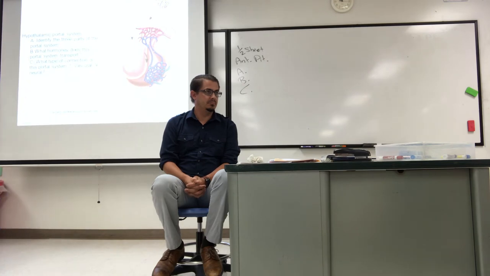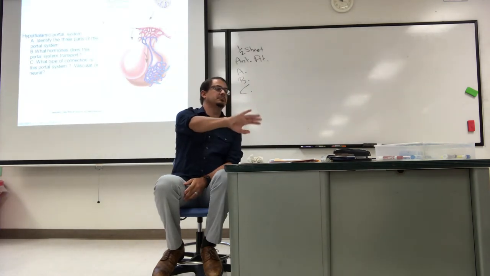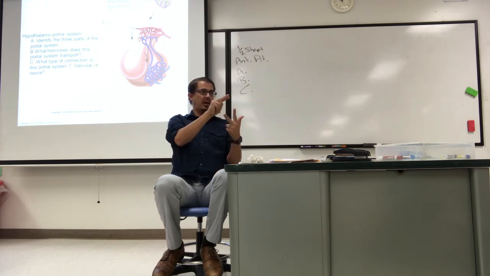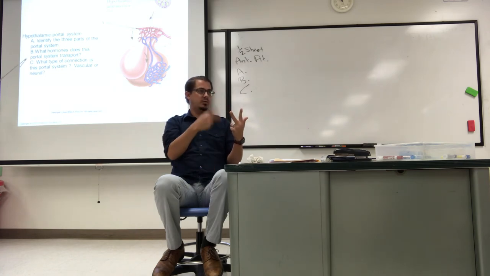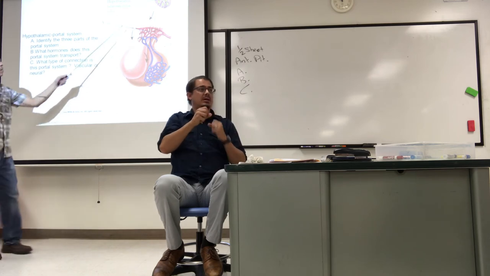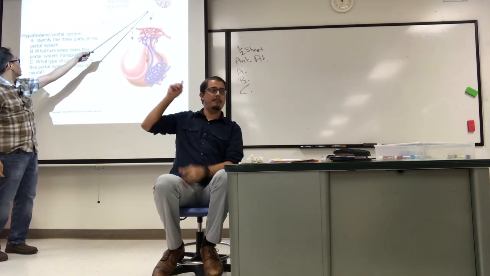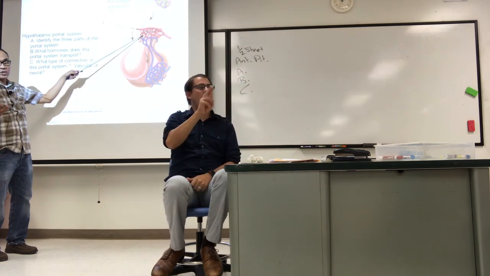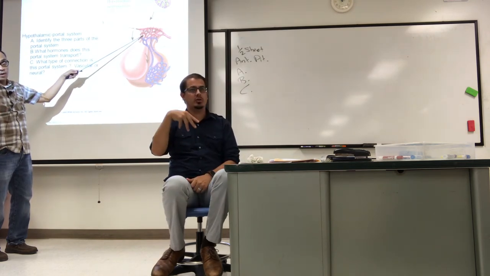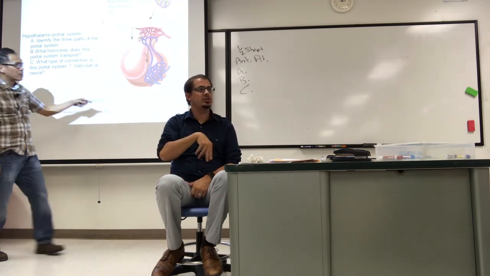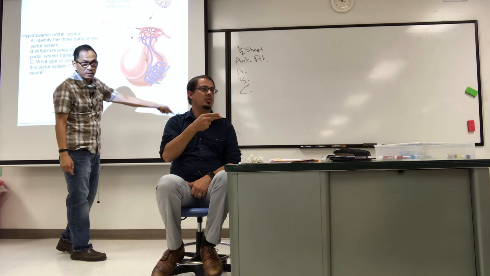All right, let's see if you're tracking this. The three parts of the portal system are cap bed 1, portal vein, cap bed 2. That's pretty straightforward. How about B? You can use the acronyms. I was going for the ones that are secreted from up here, right? They use the portal systems. That'll be the CRH, the TRH, those ones, okay? GHIH, GHRH. The ones that you wrote on this side of the board.